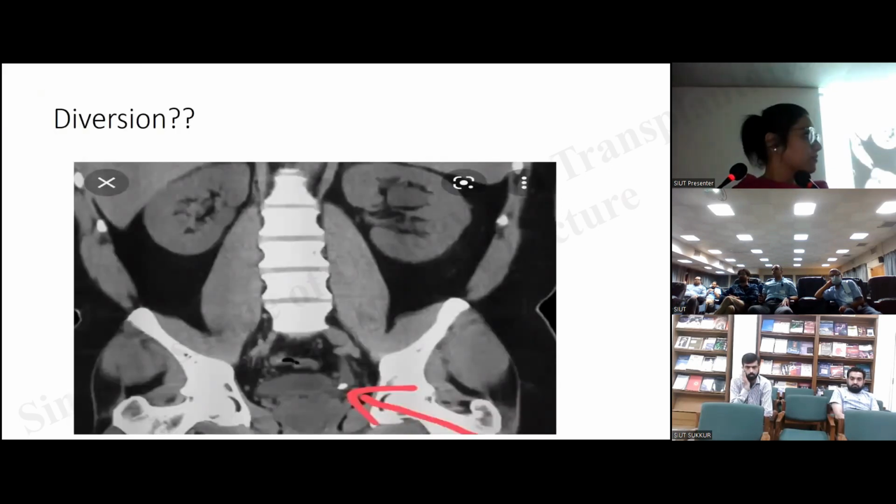Now, this is a distal ureteric stone and there is a hydronephrotic kidney. The patient is okay. There is a mild hydronephrosis and hydroureter. So, should we place a PCN or DJ stent, or directly go for URS? Kamal, tell us.